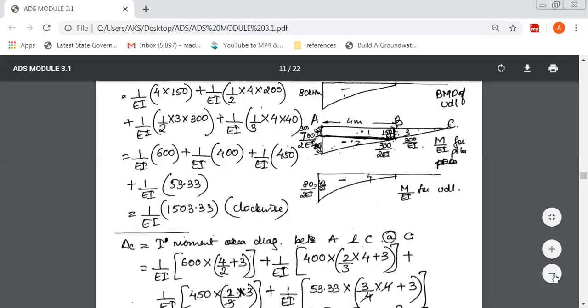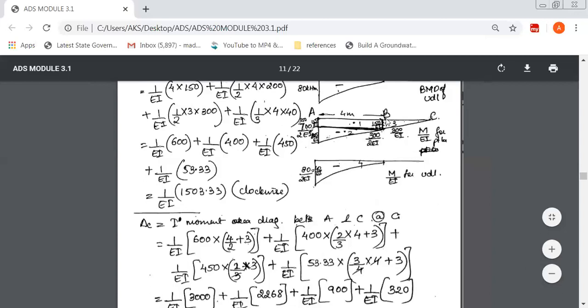Next, third quantity. So the third quantity is this triangle. Now again, in this triangle, third, we have already found out the area here, 450. So write it here, 1 over EI into 450. Next, CG distance. So it is again from this point. So the first thing what you can come across here is the apex. So apex is 2/3 of the base. So it is 2/3 of 3 meter. So 2/3 of 3 meter.